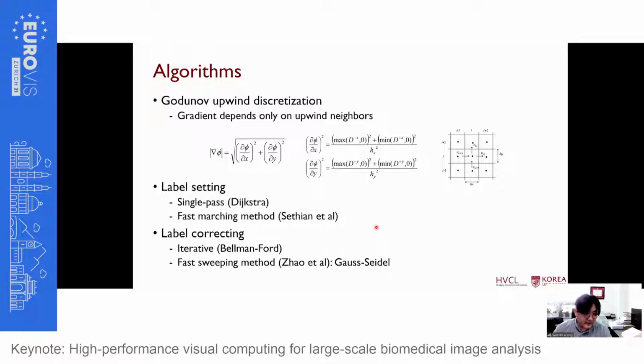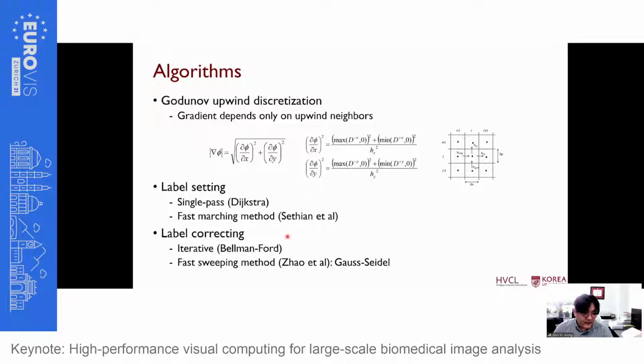So for example, the Dijkstra algorithm in computer science, graph shortest path problem. This is a single pass algorithm, a label setting algorithm, and basically uses some kind of sorted data structure like a heap to update one by one. And a similar idea is used to solve this Hamilton-Jacobi equation. The algorithm is the so-called fast marching method. It was developed by Sethian.